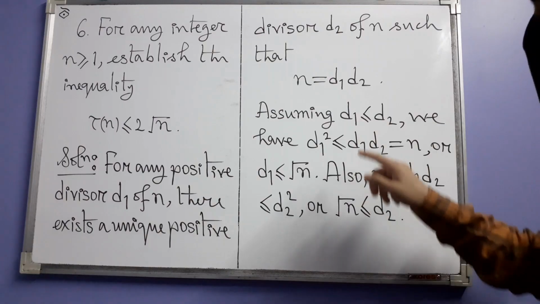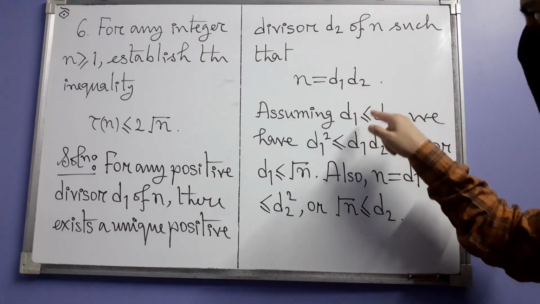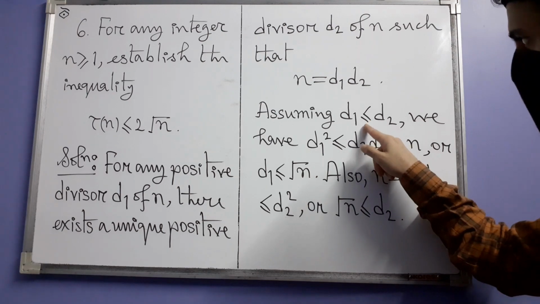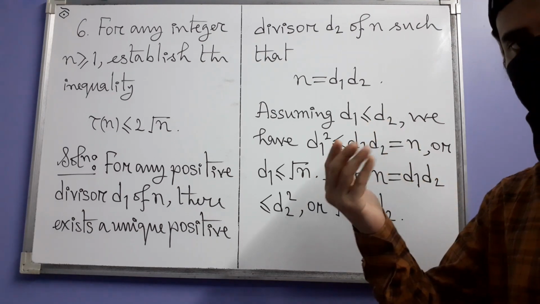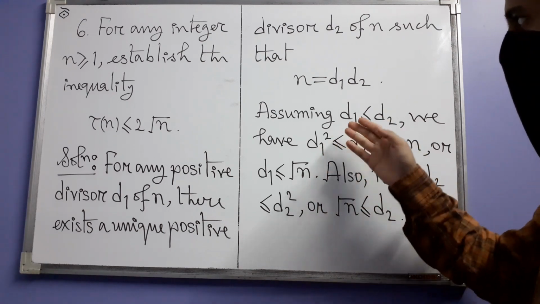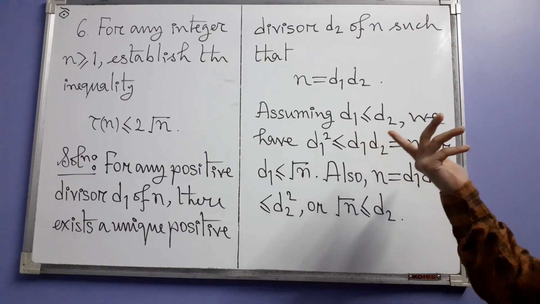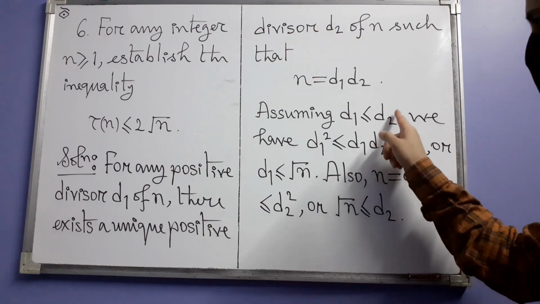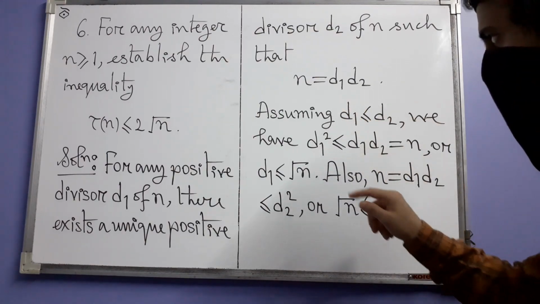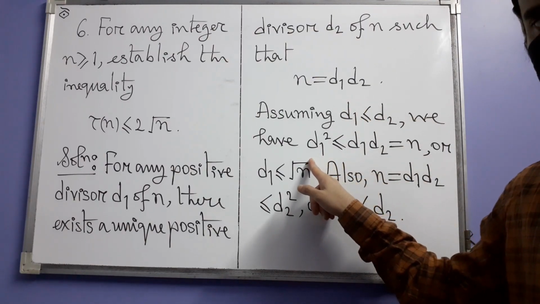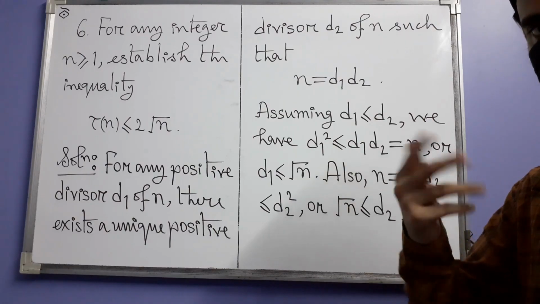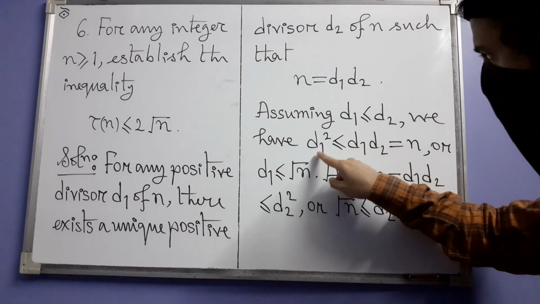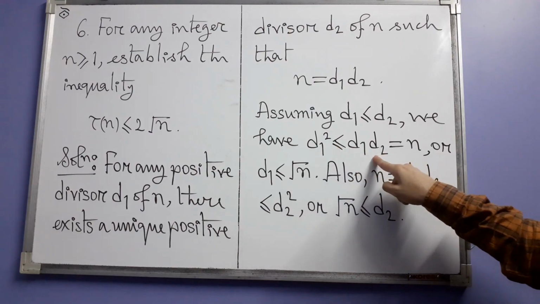Now, of course, in general, one of them will be less than or equal to the other. They may be equal also. So we have kept that possibility alive, that d1 may be equal to d2. So let's assume without loss of generality that d1 is less than or equal to d2. Now if you multiply both sides of this inequality by d1, the inequality won't change direction, because d1 after all is a positive integer. Then we will have d1 squared less than or equal to d1 d2.